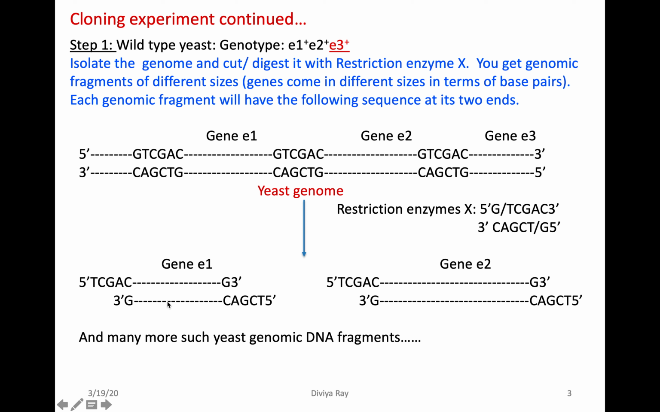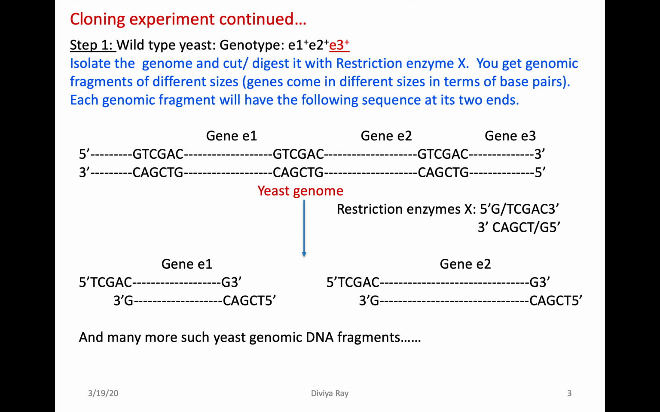However, since you are generating these genomic fragments by using only one restriction enzyme X, all of them will have the sequence TCGACG at this end and the sequence GCAGCT on the other end. So let's say this is the genomic fragment representing gene E1. This is the one representing gene E2. Similarly, you'll have a genomic fragment for gene E3, 4, 5, 6, and so on and so forth.